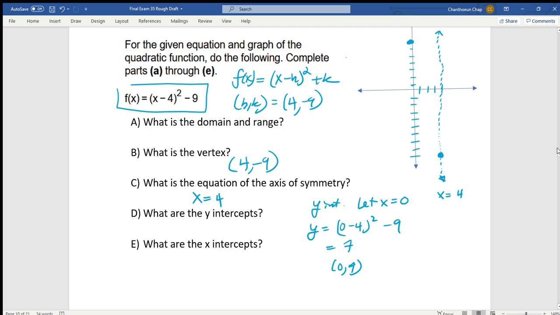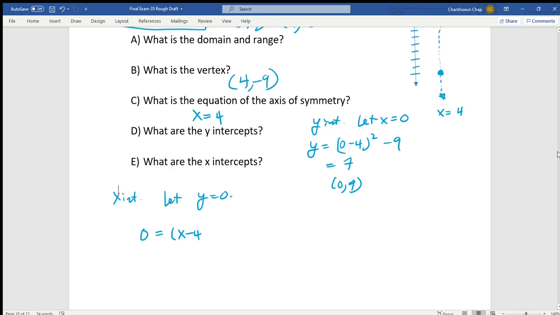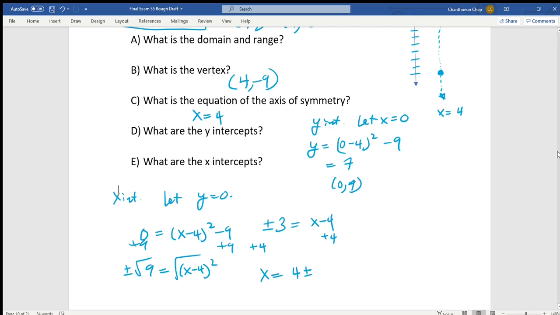And now we can find the x-intercepts. 0 equals x minus 4 squared minus 9. And now I have to solve for x. Let's add the 9 to both sides. 9 equals x minus 4 squared. And we can take the square root of both sides. Don't forget that plus or minus. So we have plus or minus the square root of 9, that's 3, equals x minus 4. Add the 4 to both sides. X equals 4 plus or minus 3.